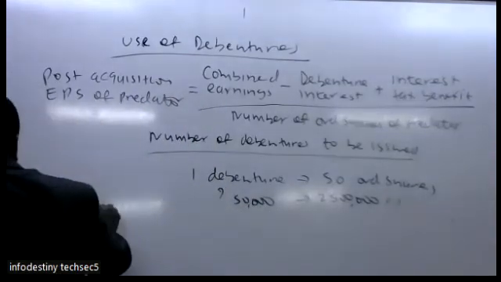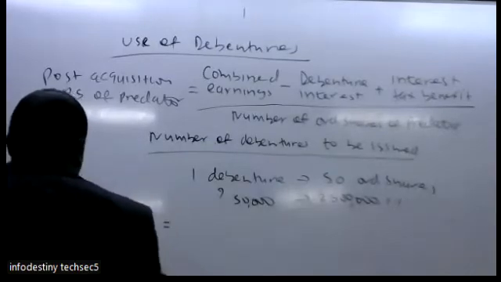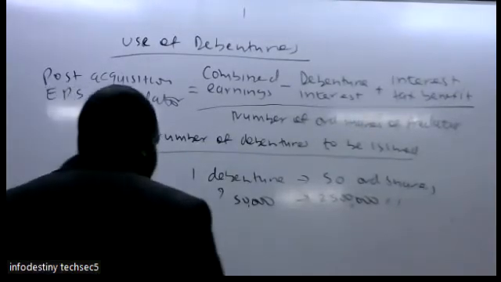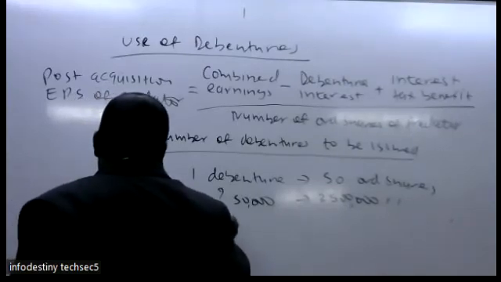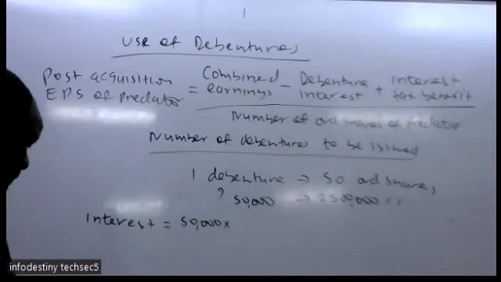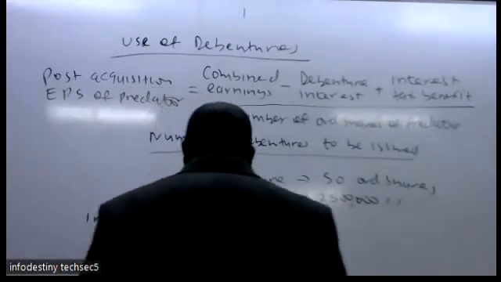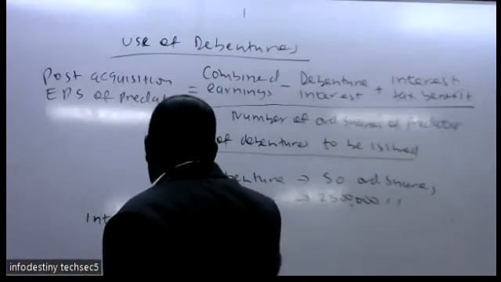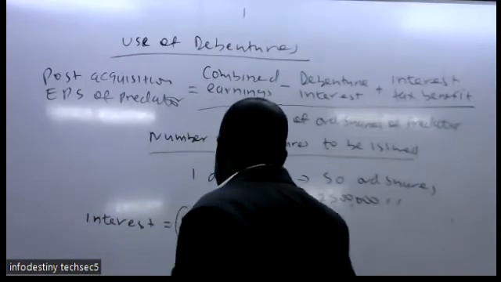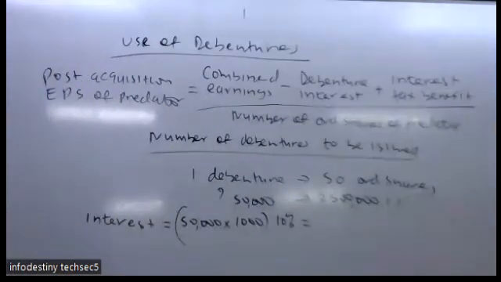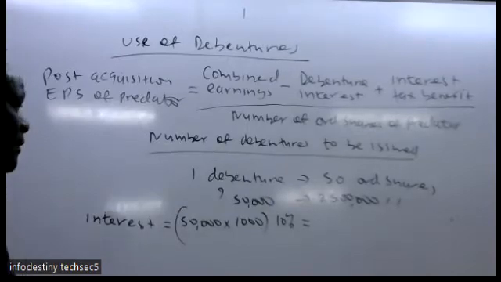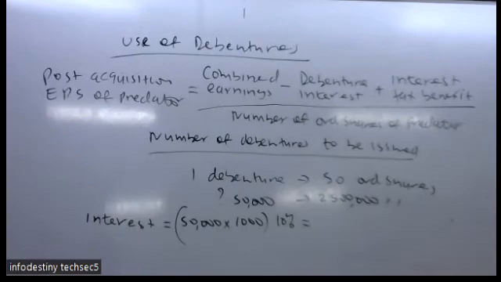So after that, now you calculate the interest. To get interest, take the 50,000 debentures. Our value per debenture was given as what? It was 1,000. And the interest rate is given as what percent? 10%. So once you get that, we go back and get the earning per share of the creditor.